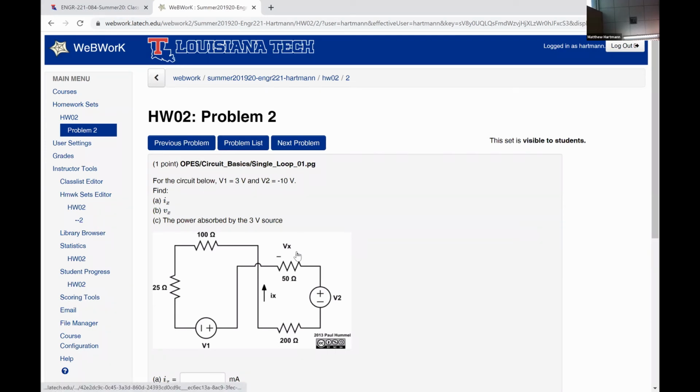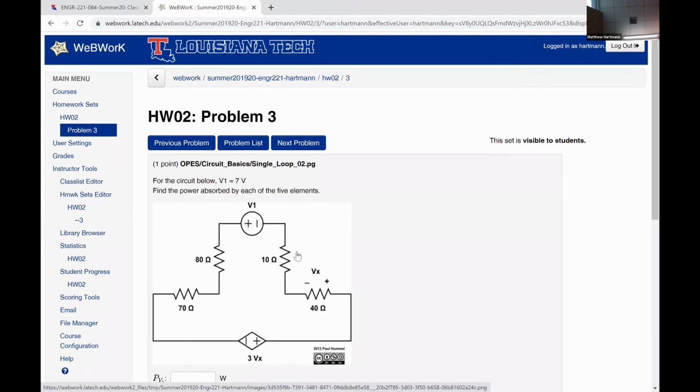You're going to have a lot of undefined voltages around your loop, and I would draw all of them with the current Ix flowing into the positive polarity terminal. And then for this guy, just be careful that you recognize the current is flowing into the negative polarity terminal. So that's going to add a negative sign to your Ohm's law relationship.